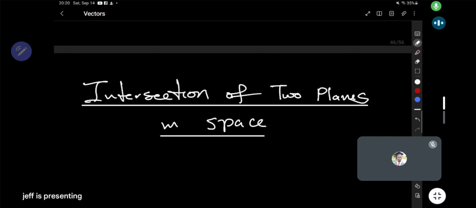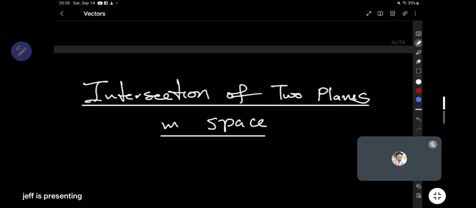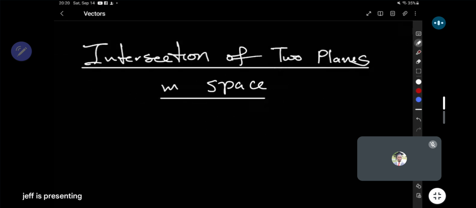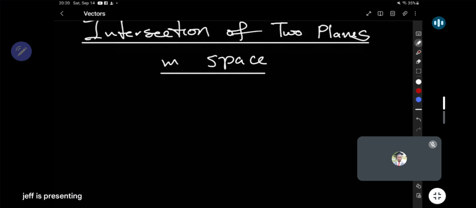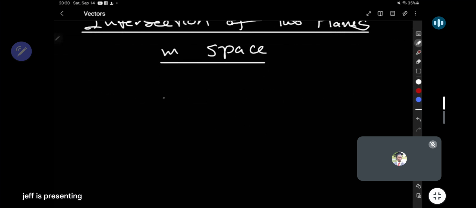So this time around, we're going to look at the intersection of two planes in space. So what do we need here? What do we need to understand? Here we're going to look at two planes and want to see how planes can intersect in space.